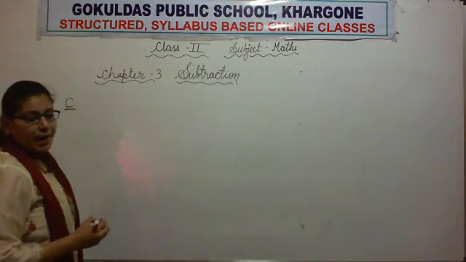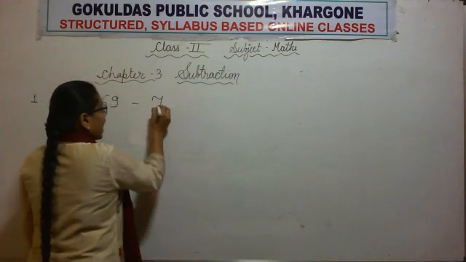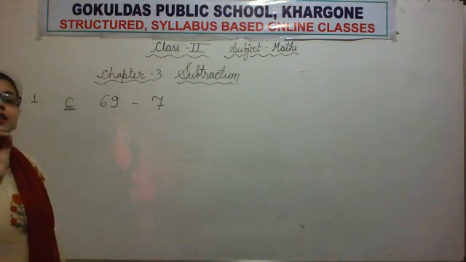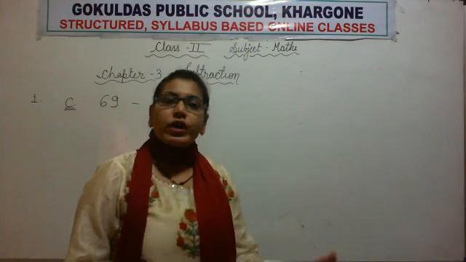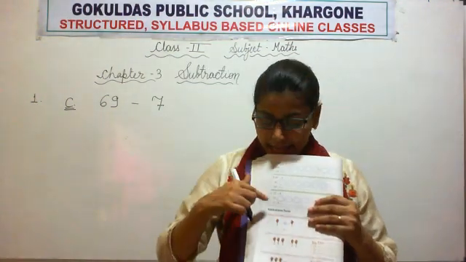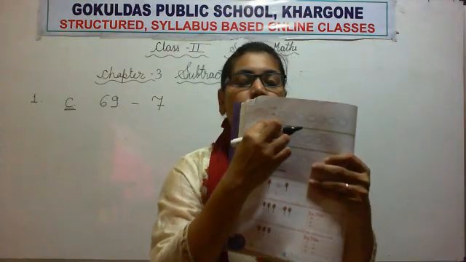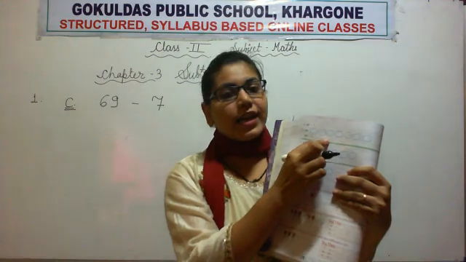Now part C. Part C is 69 minus 7. I hope you all understood that this will remain in the book only. No need to note down in the copy. Okay. See the places given there. In these clouds you will count backward, and here you will write the answer.